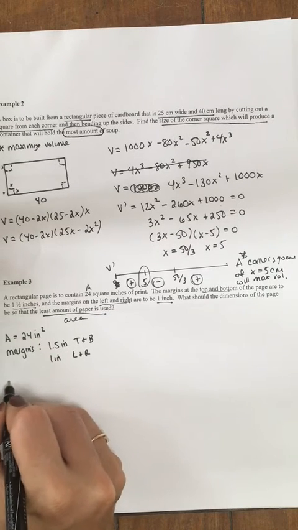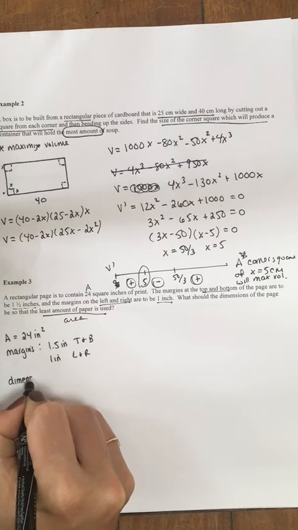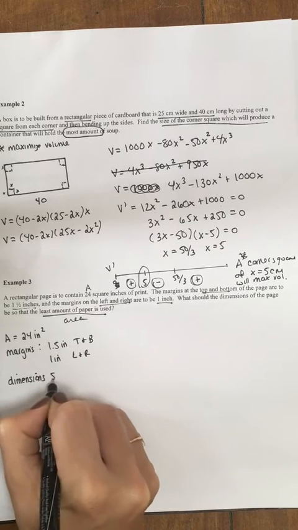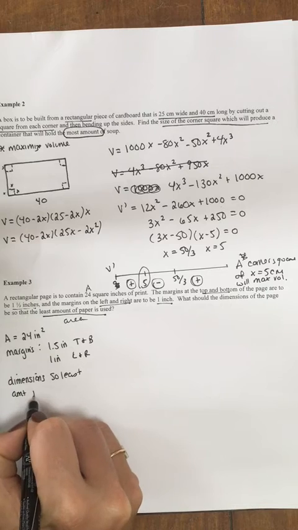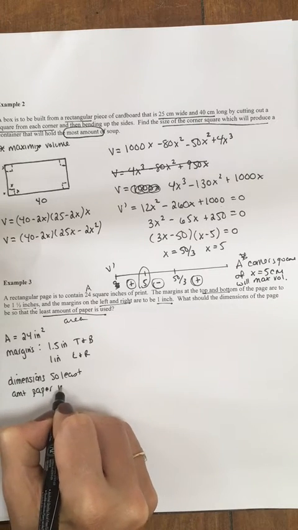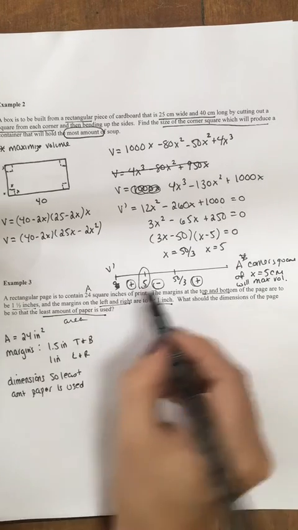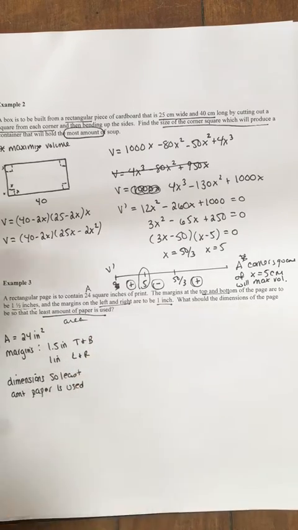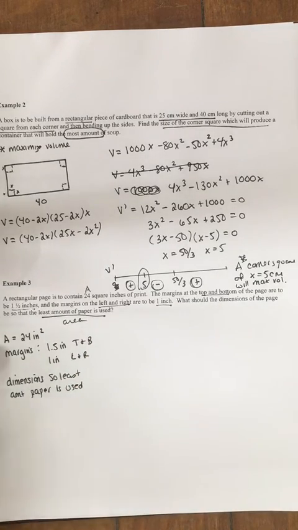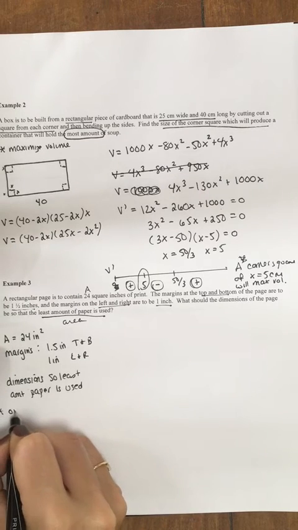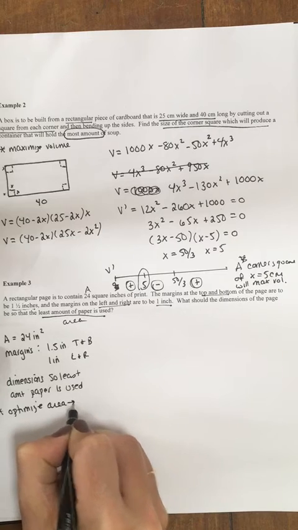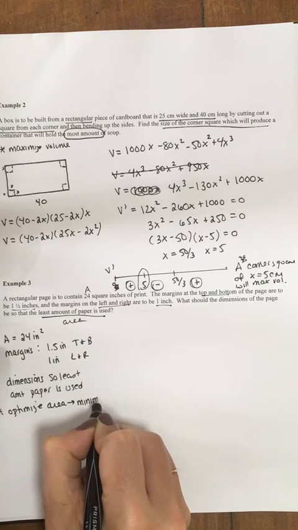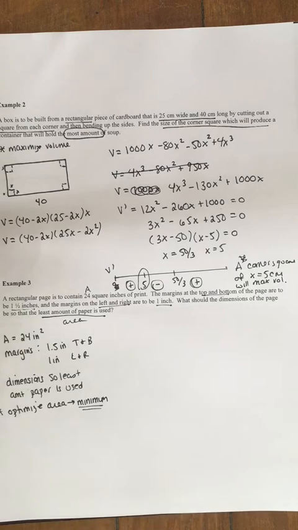We want the dimensions so that the least amount of paper is used, right? Area, so this is 24 square inches of print, right? That's where you can type or write whatever you want. And we are trying to optimize area, and we want it so that it is a minimum. We want to use the least amount of paper. We're trying to be conscientious of the trees.